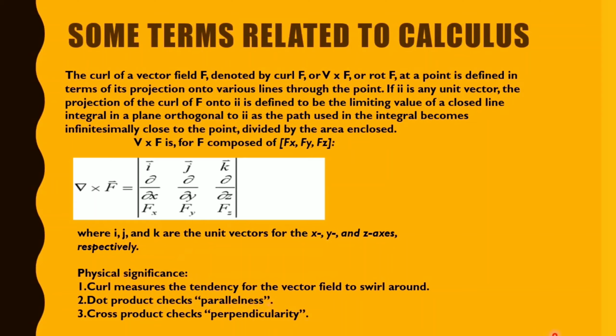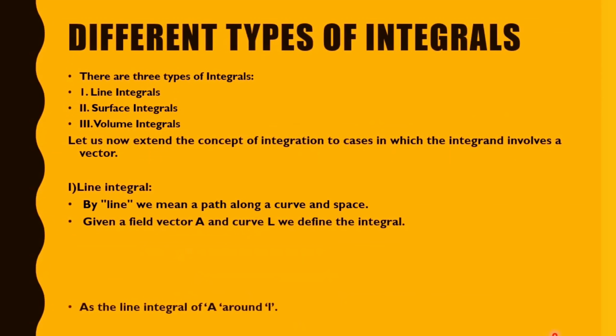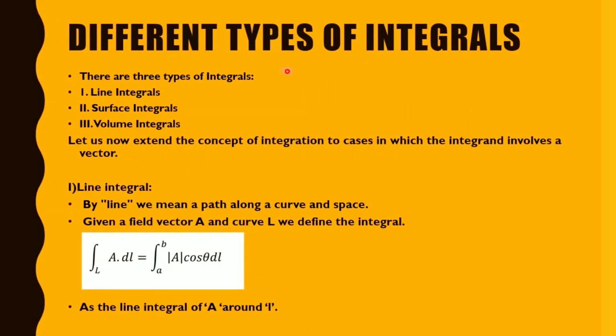Okay, so here are terms related to calculus, and now we will see the different types of integrals. So there are three types of integral. First is line integral, then surface integral, then volume integral. Now let's extend the concept of integration. So what is a line integral? By line we mean a path along a curve in space.